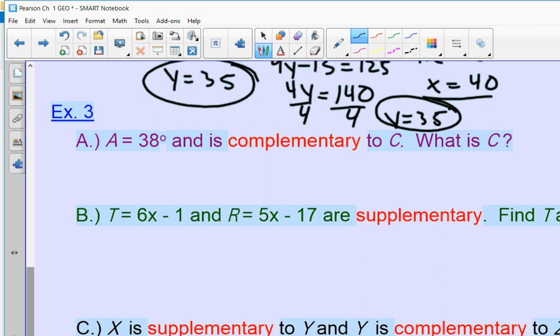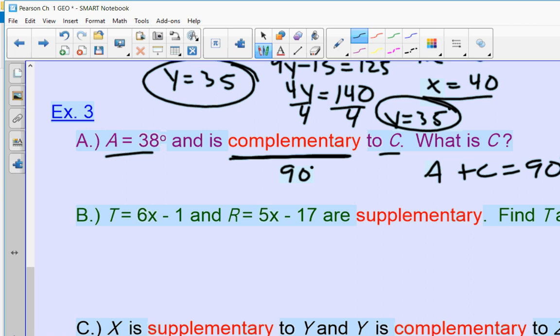All right. Let's do example 3 here. Key word is complementary. If we remember, that's two angles that add up to 90 degrees. So I've got angle A and angle C. Let's just write this down. A plus C has got to equal 90. Well, they tell me that A is 38, so I'm going to substitute it in for A, and I think I could solve for C pretty easily, okay? So if I subtract 38 from both sides, hopefully my math is good, I think I get 52 degrees for C.